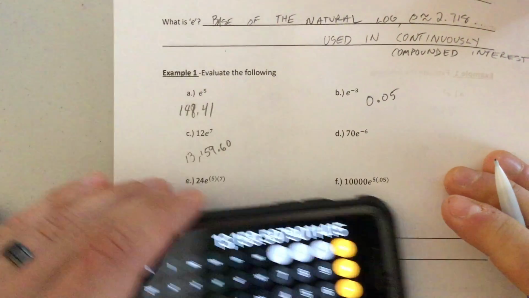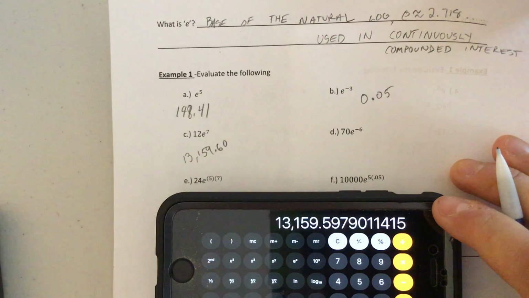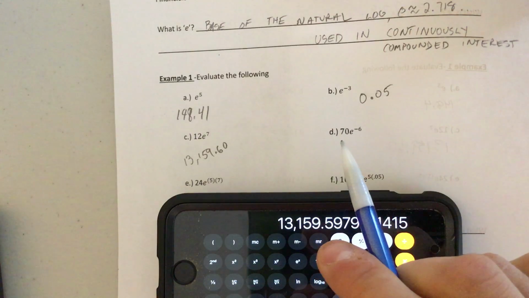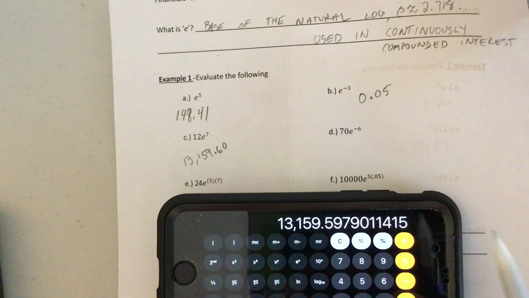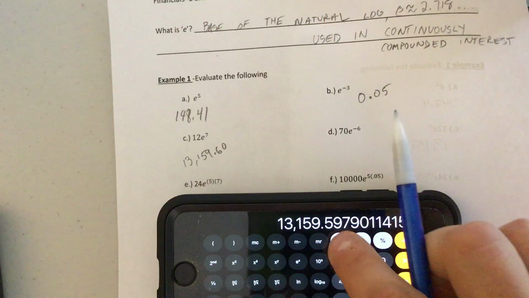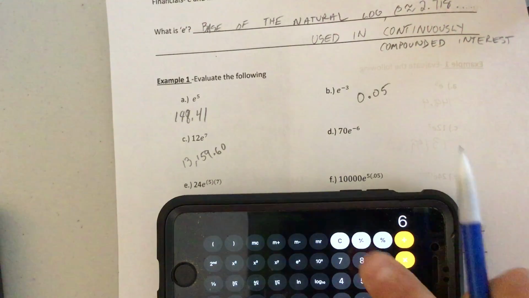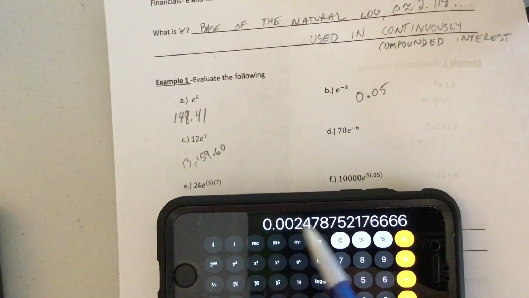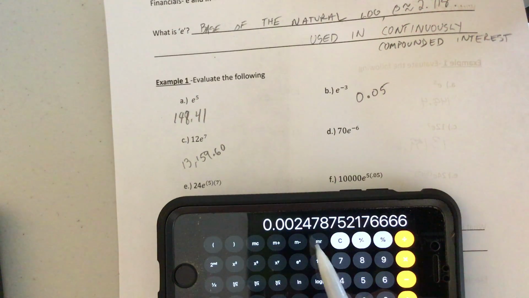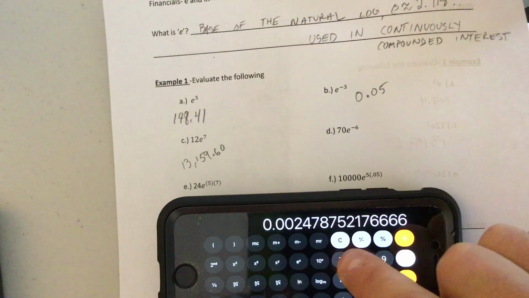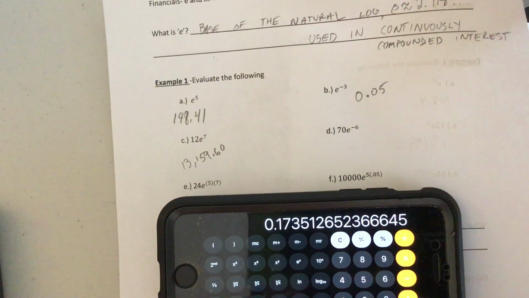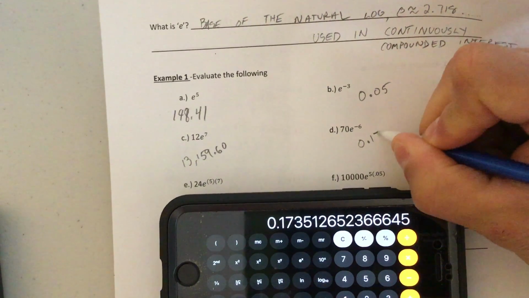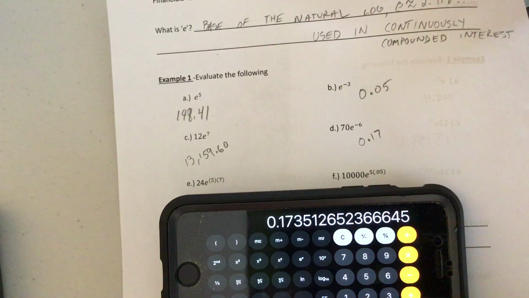I'm not going to do them all, but I'm going to get close. So let's keep rolling. Right here, 70 times e to the negative 6th power. So 6, but it needs to be negative, e to the x. Incredibly tiny decimal, don't round mid-problem. Times 70, which is out in front. About 0.17 is what that would round to.